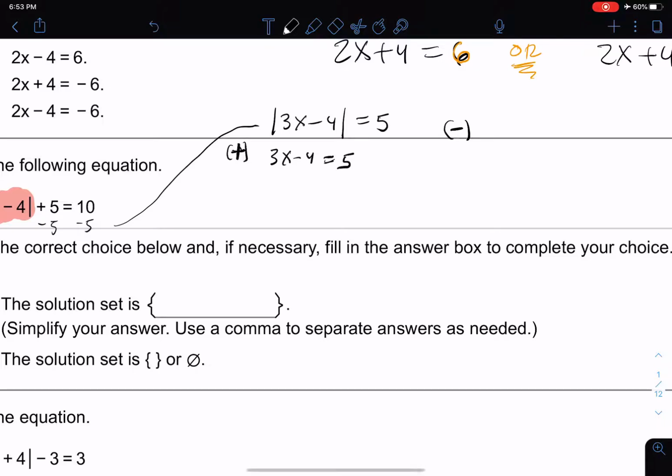I think I erased it when I hit backspace. And the negative case says that 3x minus 4 equals negative 5. And so we always want to have the positive and the negative, and this is after you isolate the absolute value. Notice we only have the absolute value on the left side of the equation, and then once we have that, then we can go ahead and write our positive and negative case.